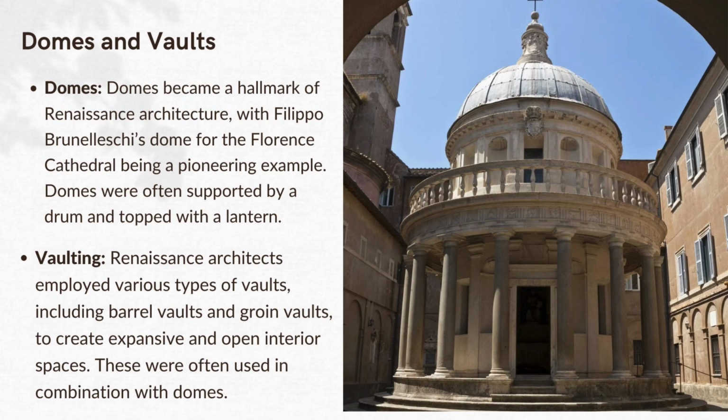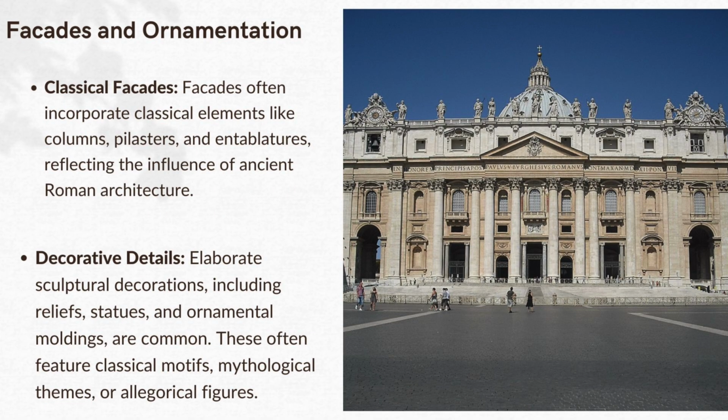The fourth one is the facades and ornamentation. Classical facades often incorporate classical elements like columns, pilasters and entablatures, reflecting the influence of ancient Roman architecture. Elaborate sculptural decorations including reliefs, statues and ornamental moldings are common. These often feature classical motifs, mythological themes or allegorical figures, which are the decorative details.